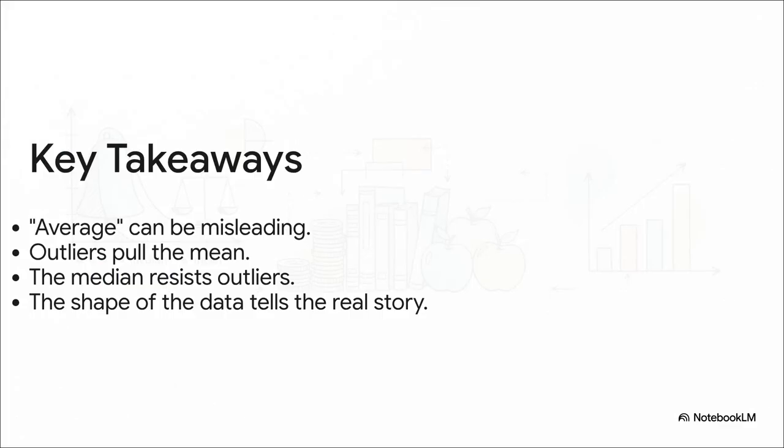All right, so if you walk away with just a few things, let it be these. First, the word average on its own can be super misleading. Second, always be on the lookout for outliers because they have a magnetic pull on the mean. Third, the median is your best friend when things get skewed. And finally, it's the shape of the data that really tells you what's going on.